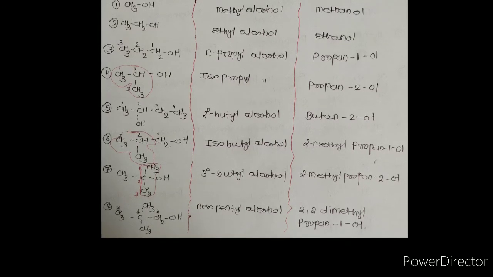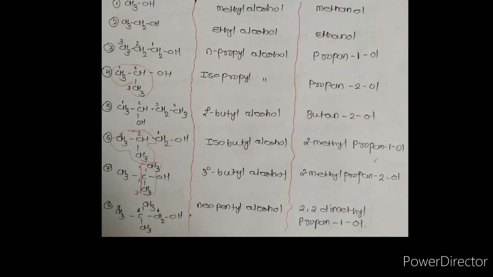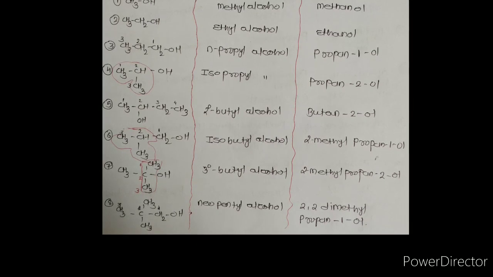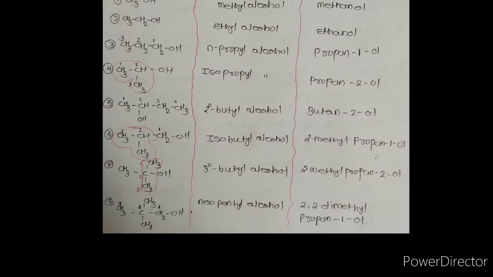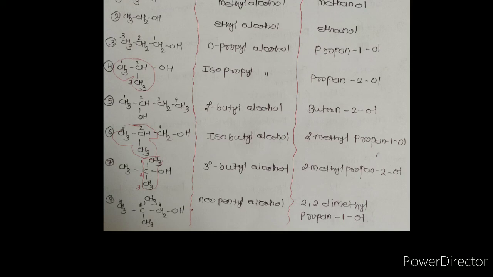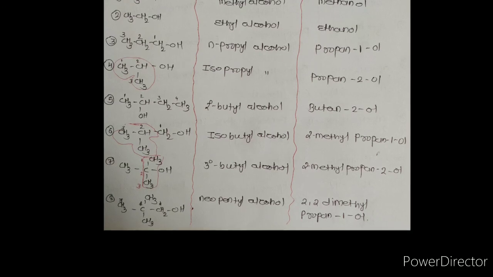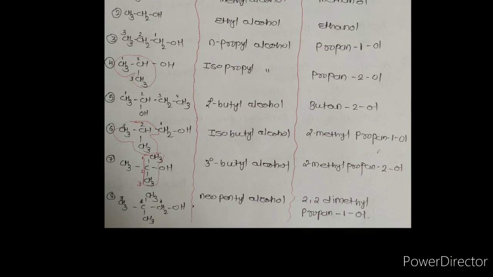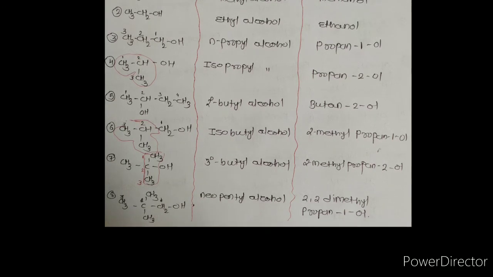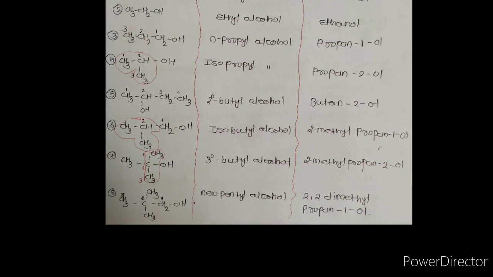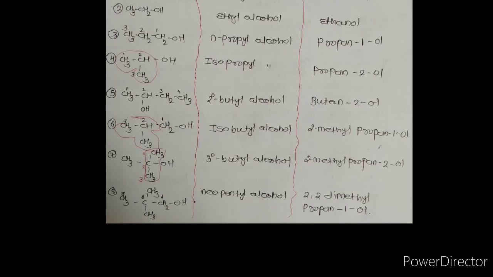Seventh compound, CH3C(CH3)(CH3)OH. Here a total of 5 carbons is not there, hence we cannot use neo, so we use degree. Here the OH-containing carbon is directly linked with 3 other carbon atoms, hence it becomes a tertiary compound. Once again, whenever the OH-containing carbon is directly linked with 3 carbon atoms, at that time we can call it tertiary or 3 degree.